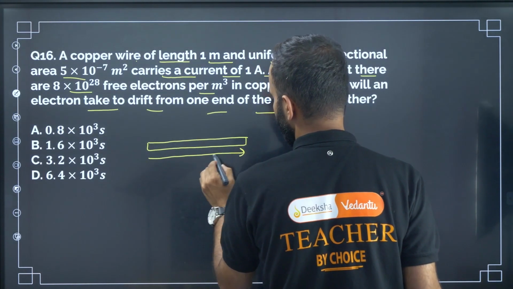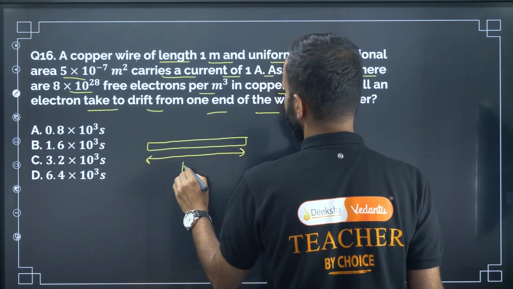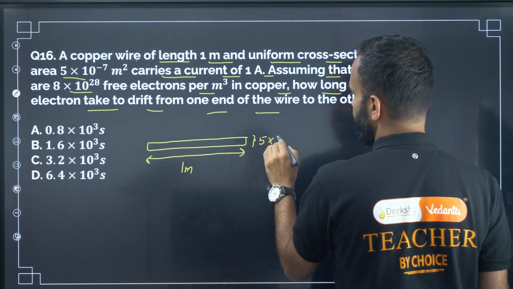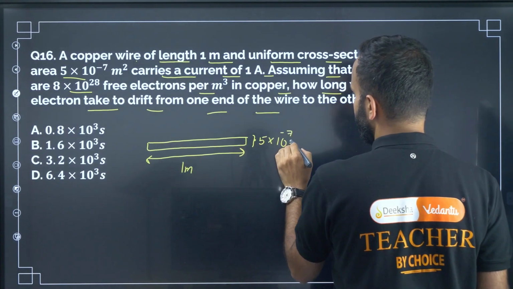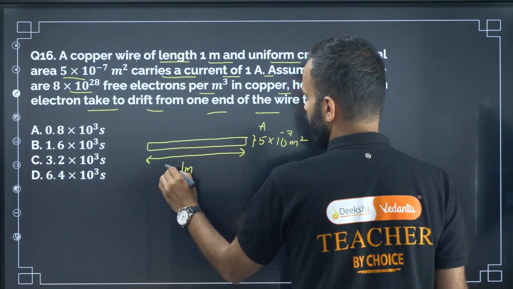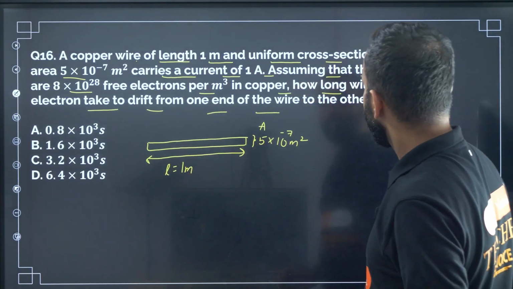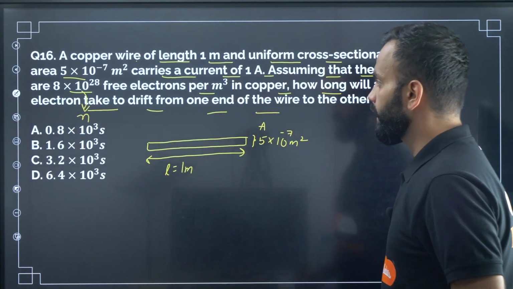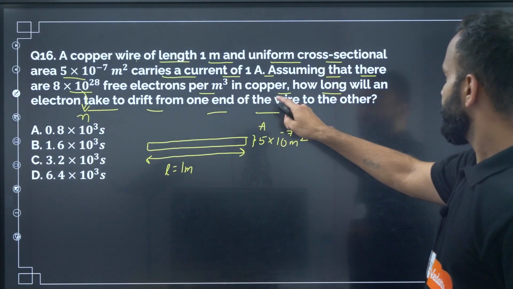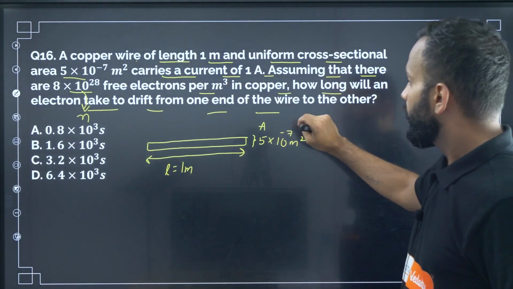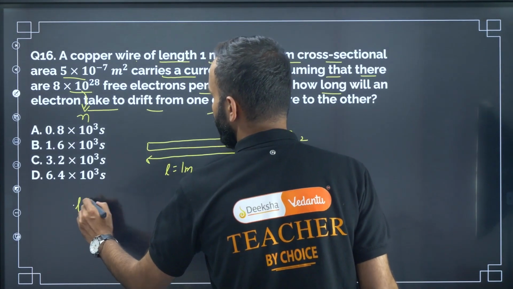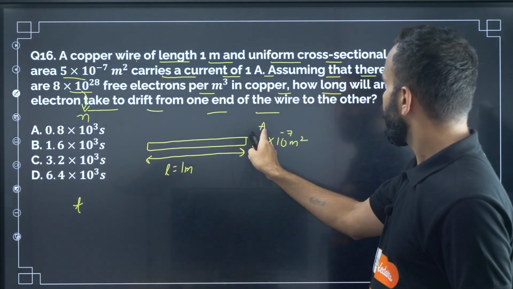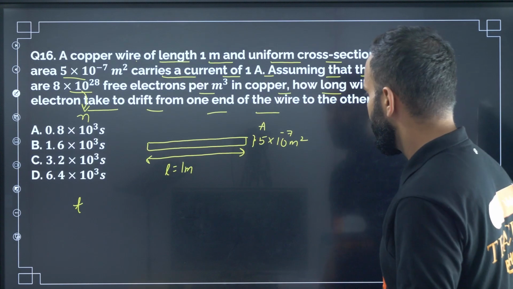The length of the copper wire is 1 meter, and the area of cross section is 5 into 10 to the power minus 7 meters squared. So this is the area of cross section, and the length is L. The number density, that is the value of N, is equal to 8 into 10 to the power 28 electrons per meter cube. We need to find the time t taken by the electron to drift from one end of the wire to the other.